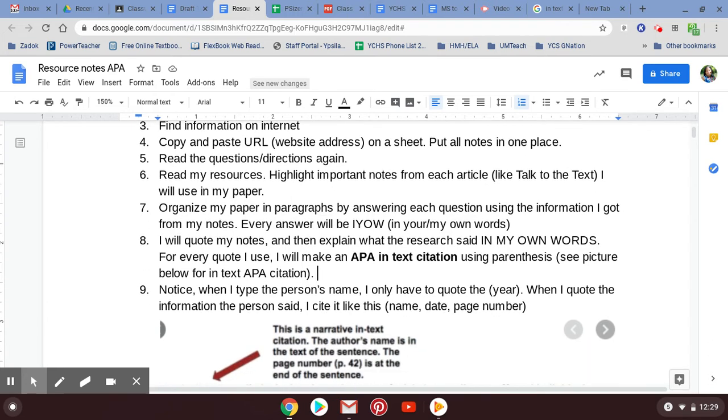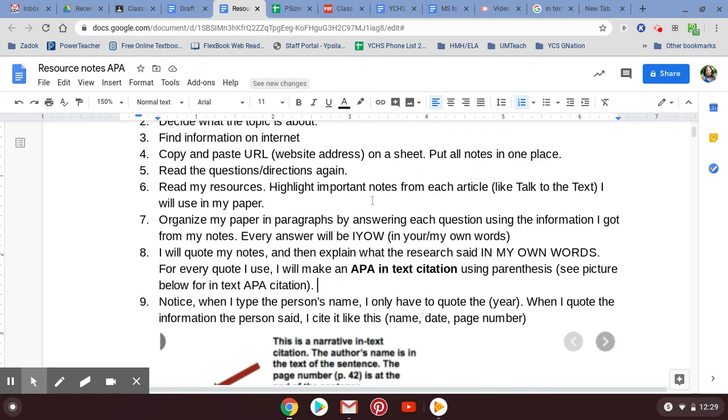Now, you're going to organize your paper in paragraphs. You're going to think about the questions that the directions gave you to answer, and you're going to use the answers that you give to write your paper. Every answer that you give should be in your own words, IYOW. Then, after you've organized this, you're going to look at your research and the quotes that you think you want to highlight.